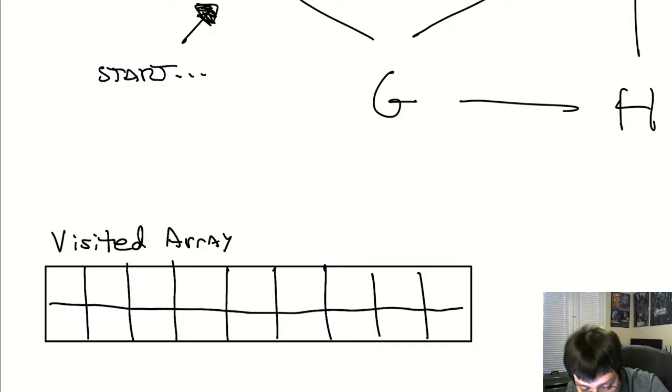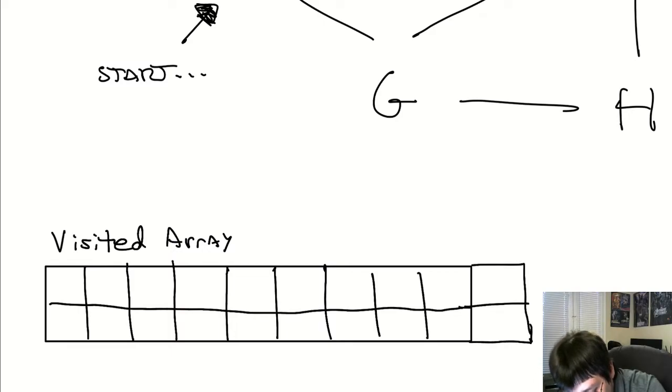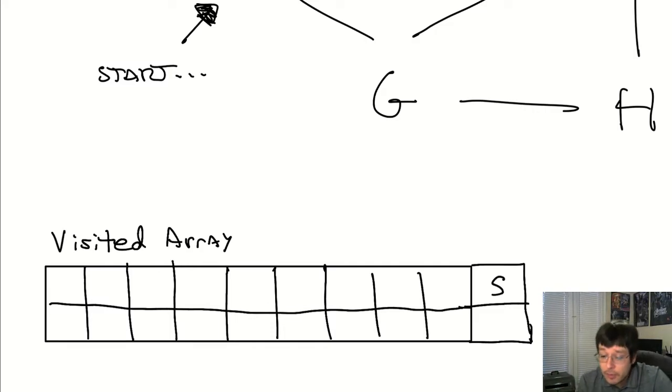So is that enough? A, B, C, D, E, F, G, H. One more for our S. Okay? I am going to throw in S because that's where I'm starting. So by default, I have already visited that.